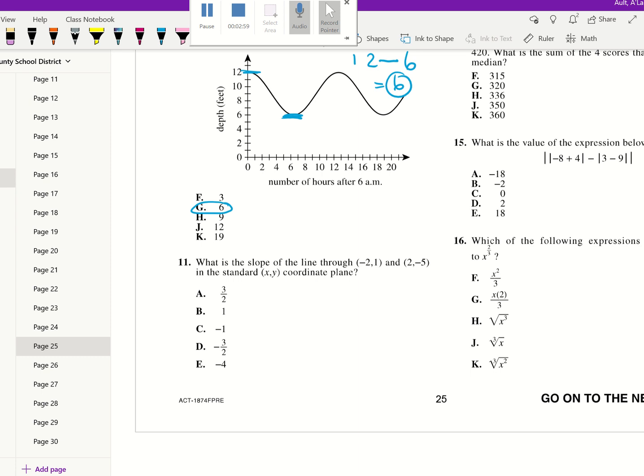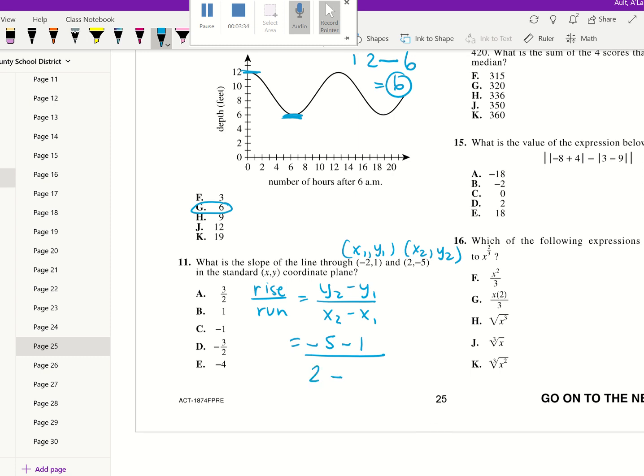Number 11, we're looking at slope. Slope is rise over run. It is the change in the y values divided by the change in the x values. And you just want to be careful to make sure that whichever point you start with on the numerator, you start with that same point on the denominator. Quite commonly, people will call the first ordered pair (x1, y1), and the second ordered pair (x2, y2). So if we follow that common practice, then we would have on the numerator -5 minus 1, and on the denominator 2 minus -2. Be careful there.